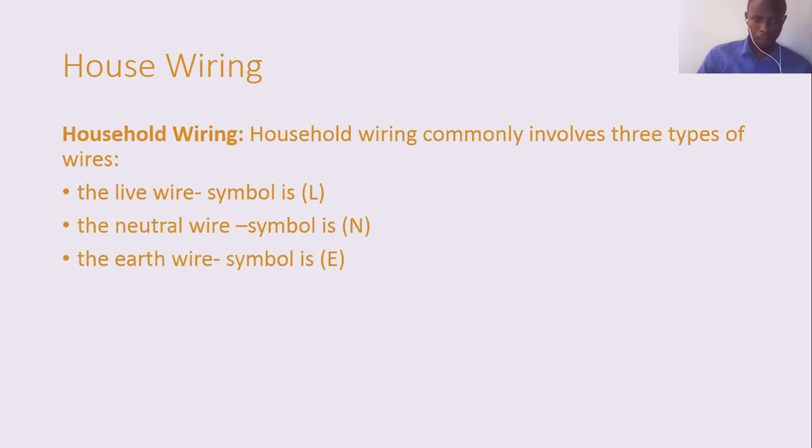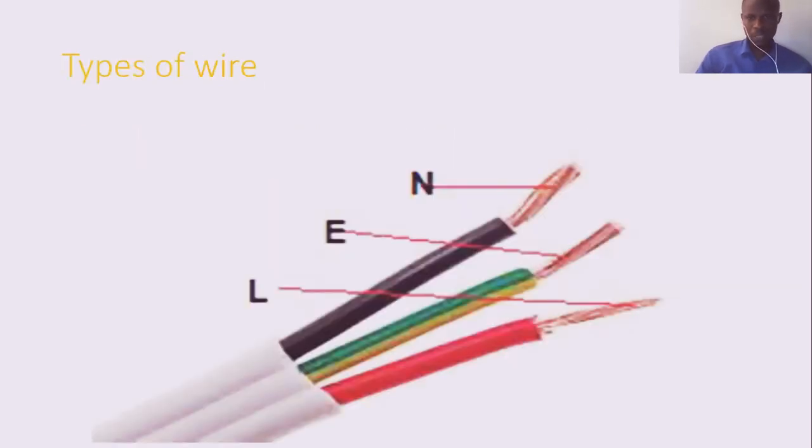So let's move further. The house wiring. Let's look at the wire. This is the wire I'm talking about. If you look at the live, the color is red. The second, which is neutral, the color is black. And the third one, which we call the earth, the color is yellow or green. These are the 3 types of wire that we use for house installation.